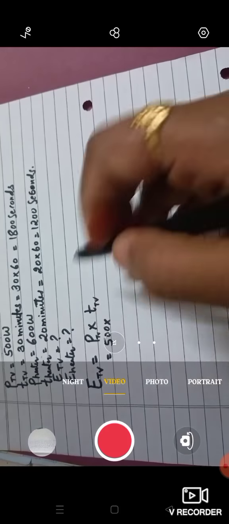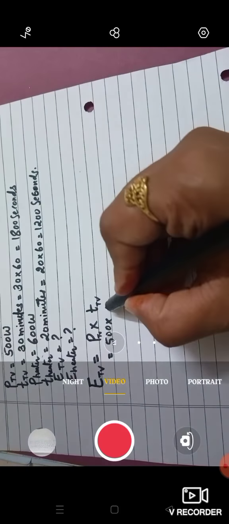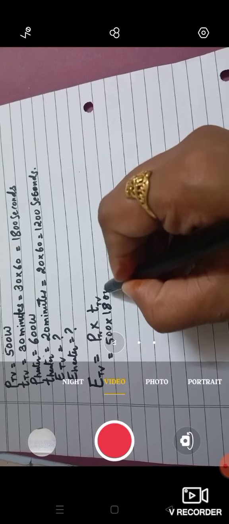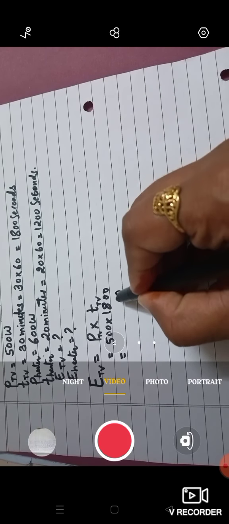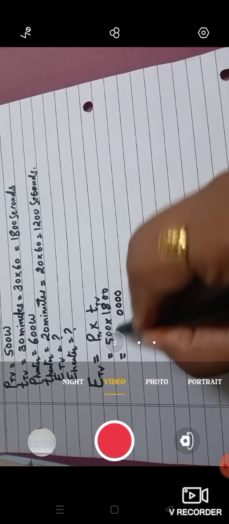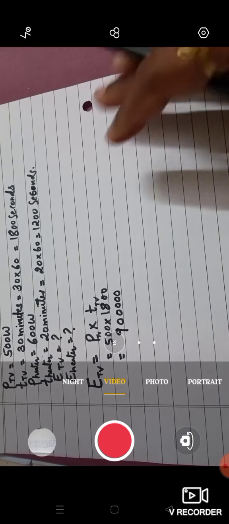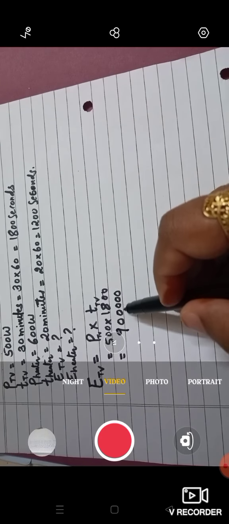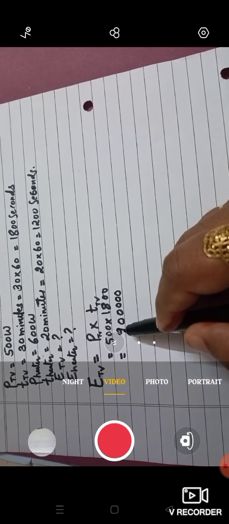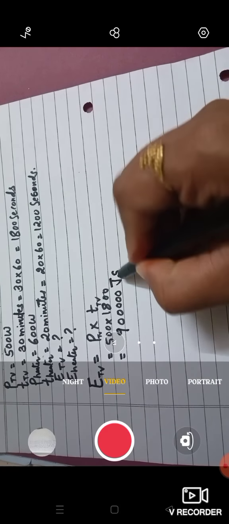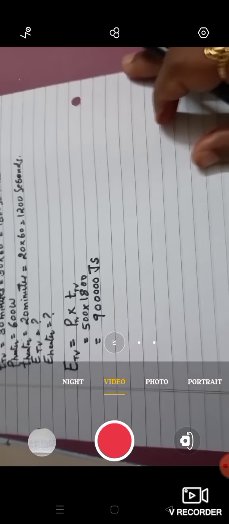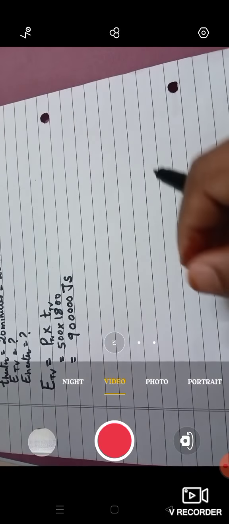Now we were calculating the energy consumed by the TV. The power of the TV is 500 and the time for which it has been used is 1800. Here we can directly multiply 20 and 20, so in total you can take 40, and 18 fives are 90. You can do the direct multiplication also. So 9 lakh joule energy has been consumed by the TV.